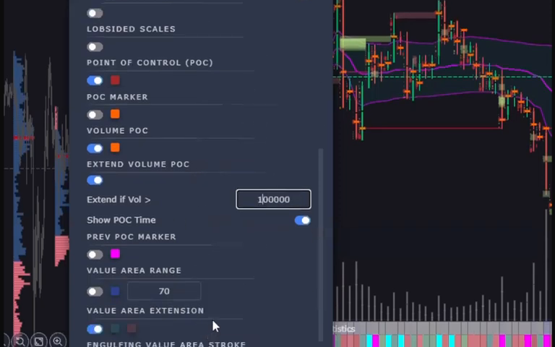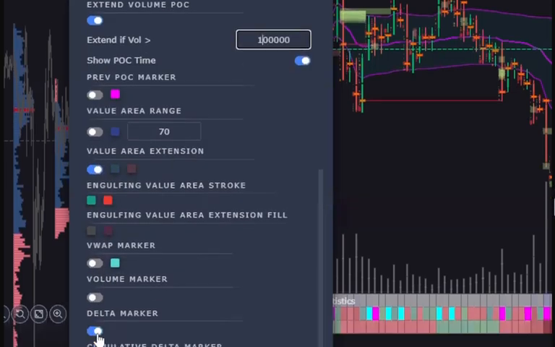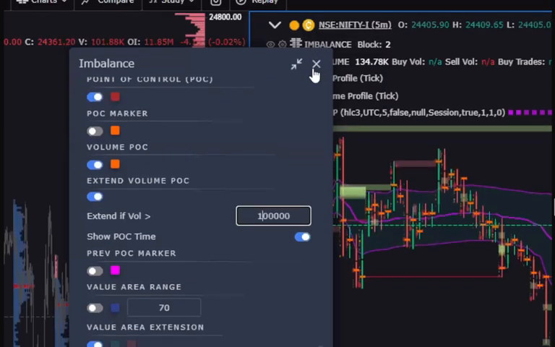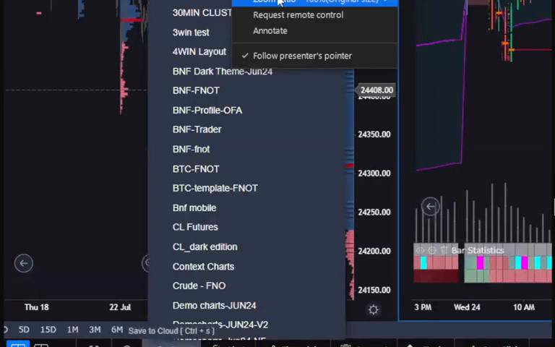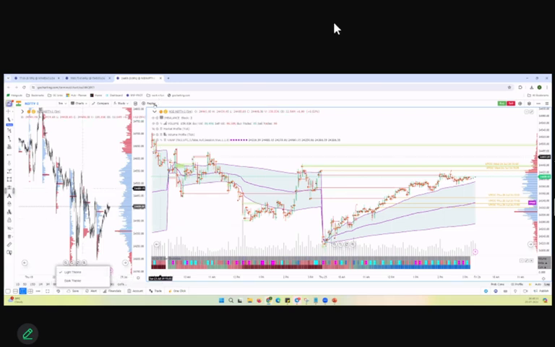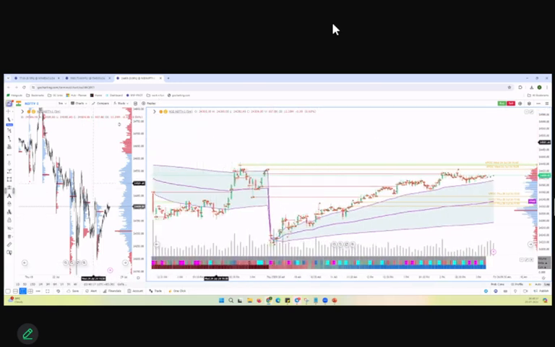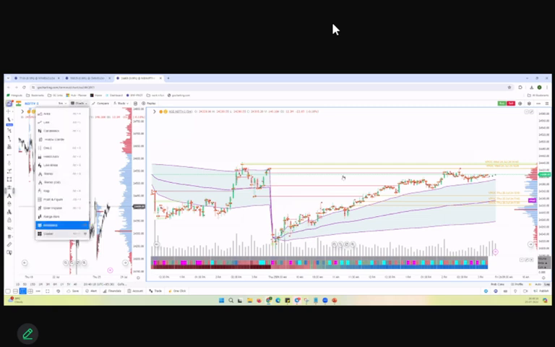You can again see the value area of the candle here. You can mark the VWAP, delta, and other things. My personal preference generally, so far, has been to use the cluster charts. I think I get the information that I want, but you can use either the cluster or the volume profile chart, whatever you really like.